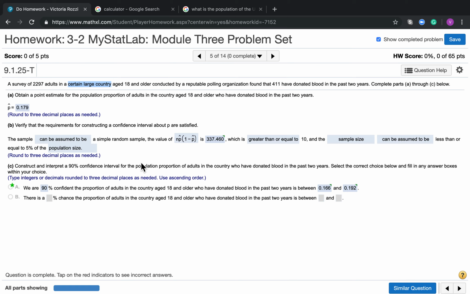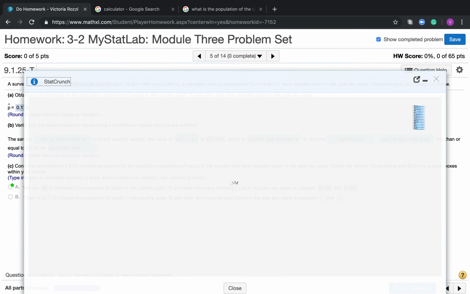Okay, last one is to construct this confidence interval. And to construct your confidence interval, we are going to use StatCrunch because doing this out by hand is really no fun. So we're going to go to question help and open this up in StatCrunch.